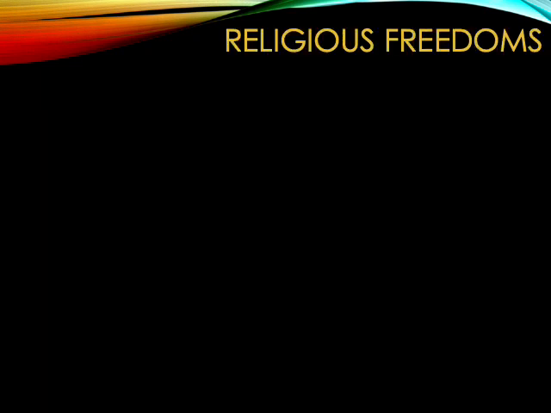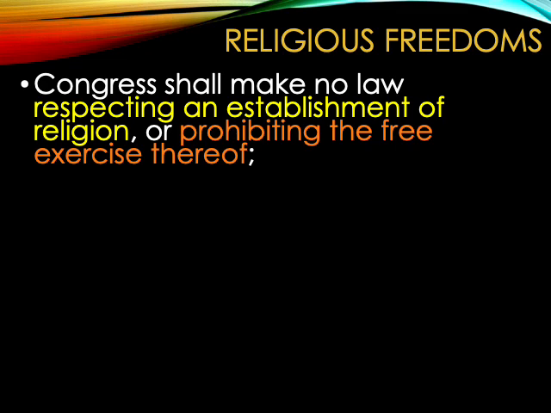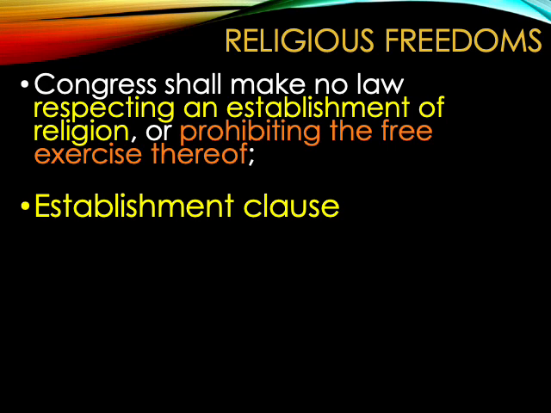Okay, so when it comes to religious freedoms and the First Amendment, the First Amendment has 2 things to say about religious freedoms, okay? So it reads, Congress shall make no law respecting an establishment of religion, I have that in yellow, or prohibiting the free exercise thereof, okay? And within that phrase, we see that there are 2 clauses, okay? The yellow one is known as the Establishment Clause, and the other is known as the Free Exercise Clause. So what does that mean?